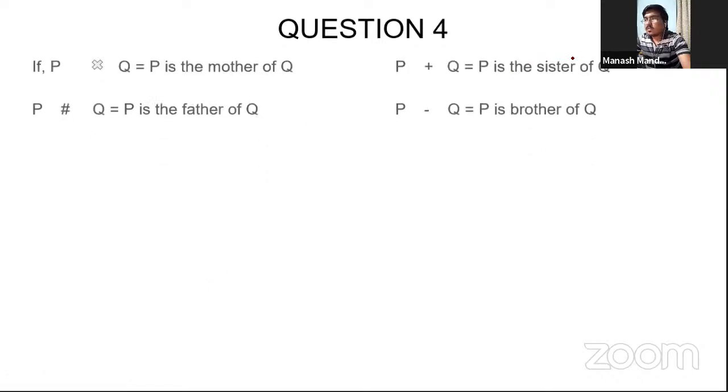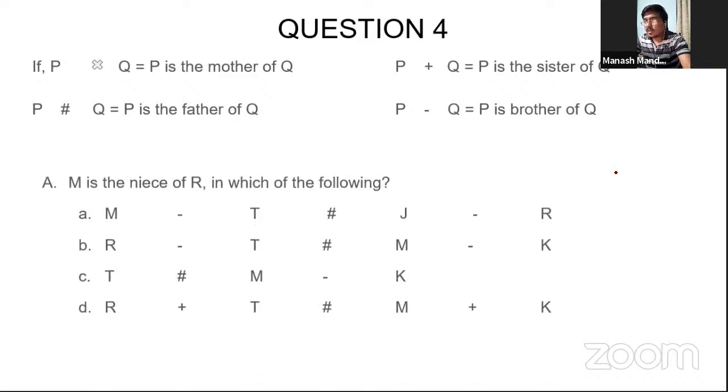So this is a different type of question where certain symbols will be given, and such symbols will be depicting a certain relationship. So we'll have to solve with the help of these symbols. These are certain symbols we will have to consider while solving this question. So the question is, A M is niece of R in which of the following? I won't be solving this question. I will be letting you guys solve this question.